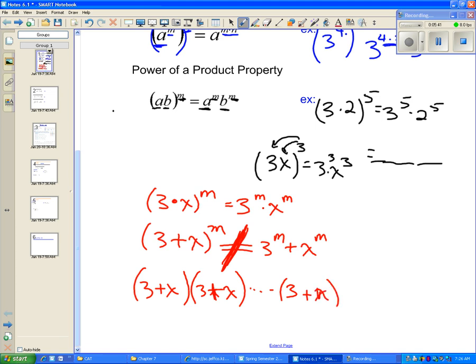What's happening? Not only am I going to have 3 to the m, but I'm going to have 3 to the m minus 1 times x. And there's a lot of middle terms between the 3 to the m and the x to the m. There's a lot of other terms here in the middle. So I need to remember that (3 plus x) to the m, I just don't distribute in. I can't do that. I have to FOIL it all out and then multiply everything together.